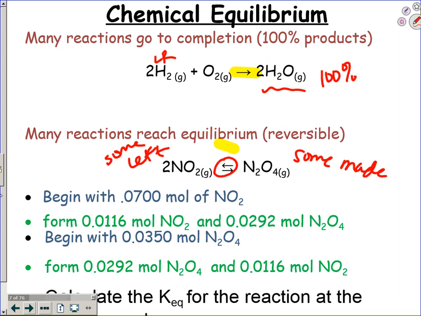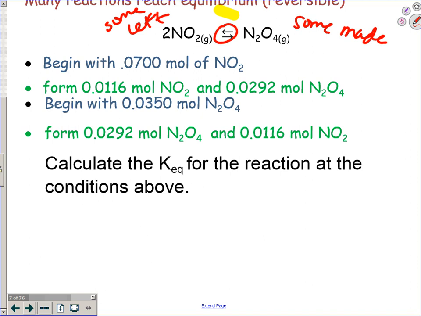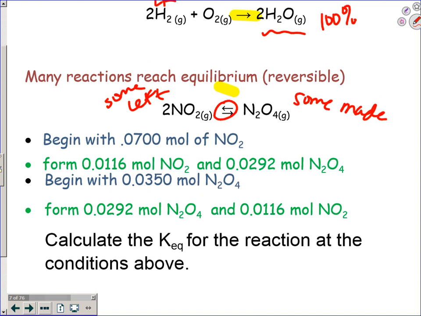So I can start with 0.07 moles of nitrogen dioxide. Eventually, it will leave left over 0.06 moles of nitrogen dioxide and make that much dinitrogen tetroxide. Or I can start with half of the dinitrogen tetroxide, and eventually it will get to equilibrium and form this amount of reactant and product. Do you notice that these are the same numbers? So it doesn't matter if you start with all reactants or all products, eventually it will achieve equilibrium.